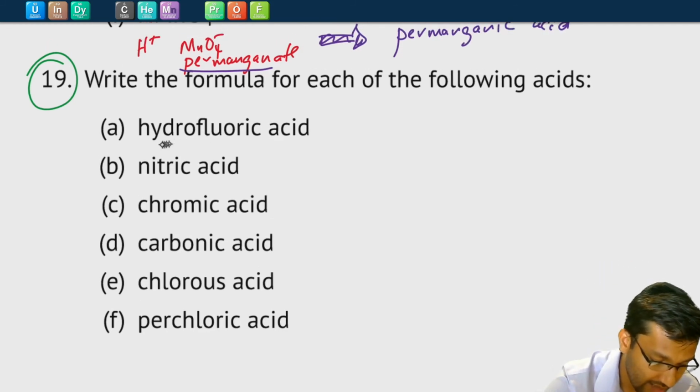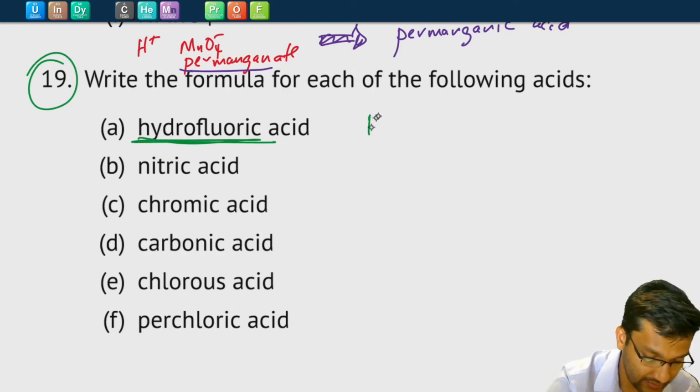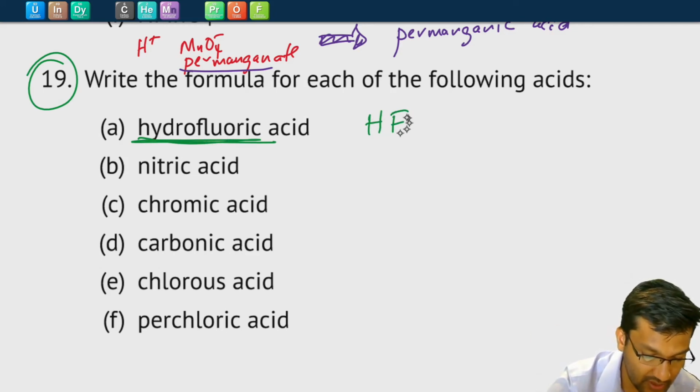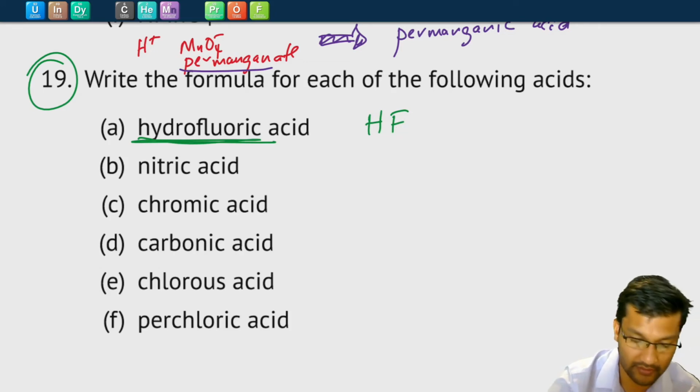Okay, so hydrofluoric acid is one. Hydrofluoric, meaning that it's just made up of hydrogen and fluorine. Fluorine is a halogen, so it forms a -1 charge, so we only need one hydrogen and one fluorine. That's hydrofluoric acid.